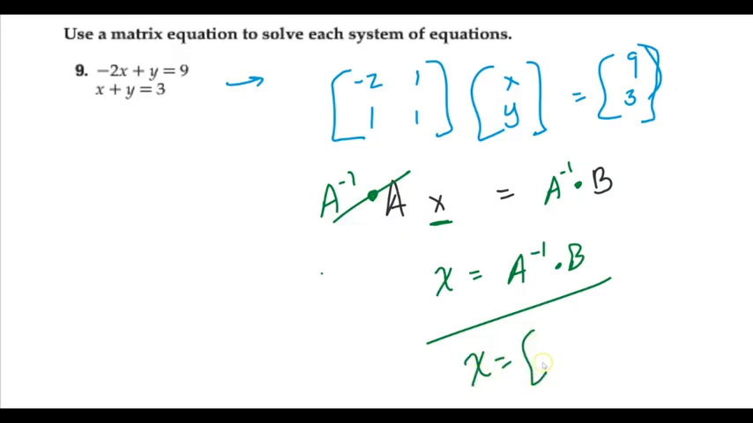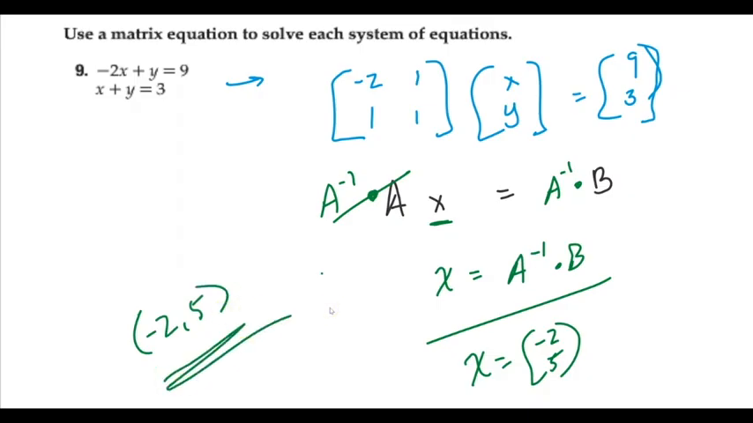X equals negative 2, 5. Which my answer is a coordinate. Negative 2, 5. That's how you solve on your calculator. It works for 2x2, 3x3, 4x4. Always works. That's one way to solve it using a calculator.